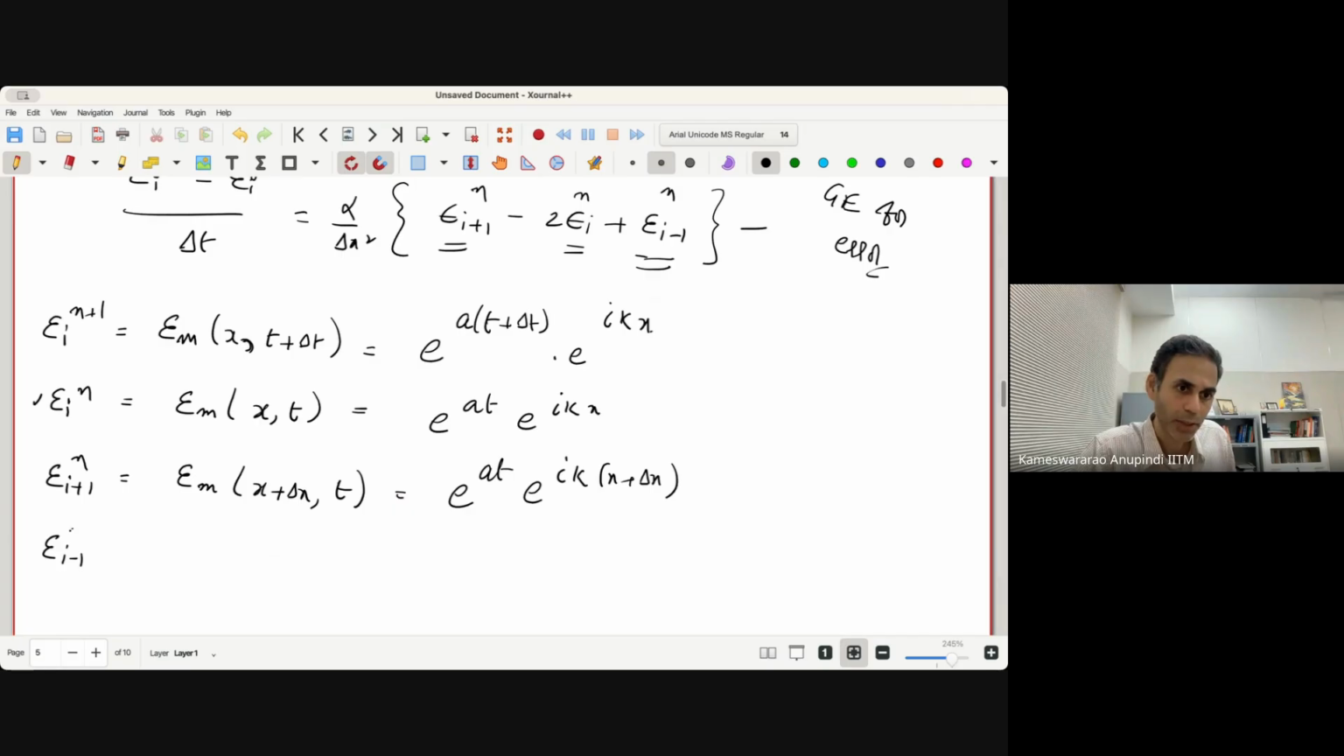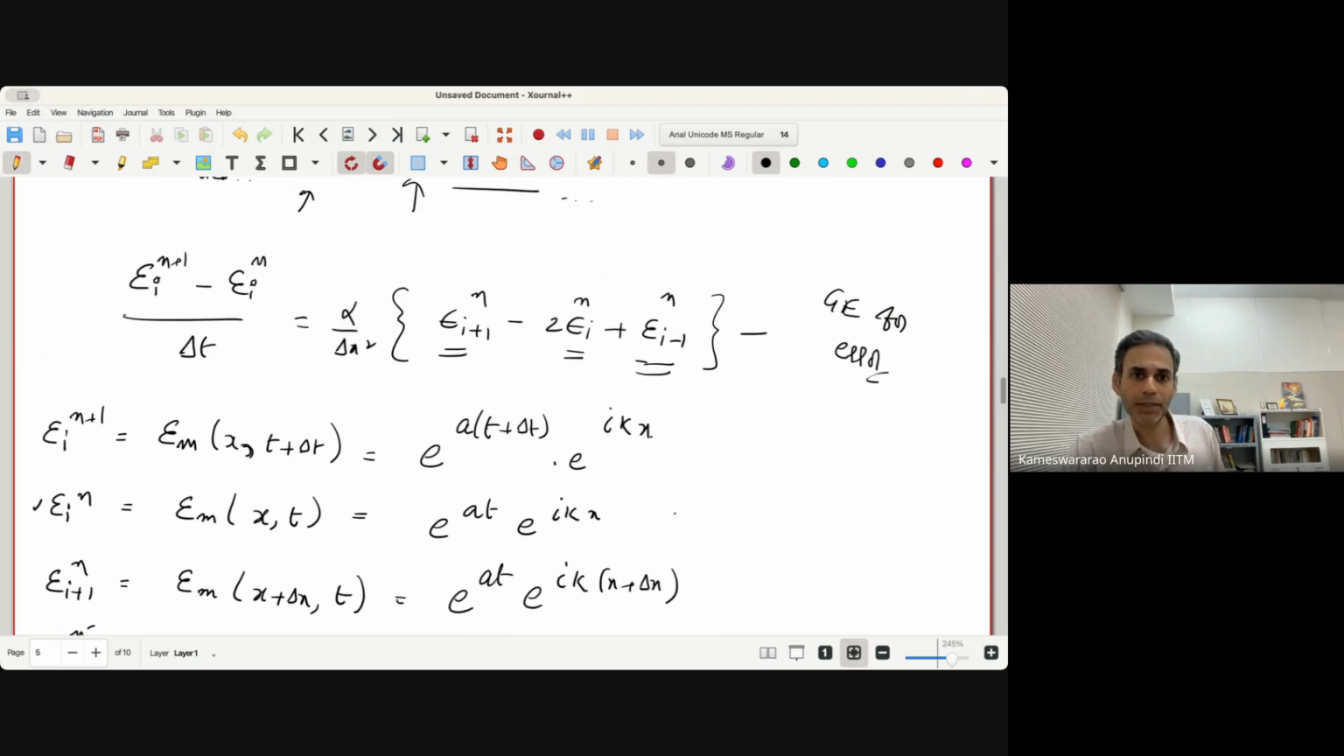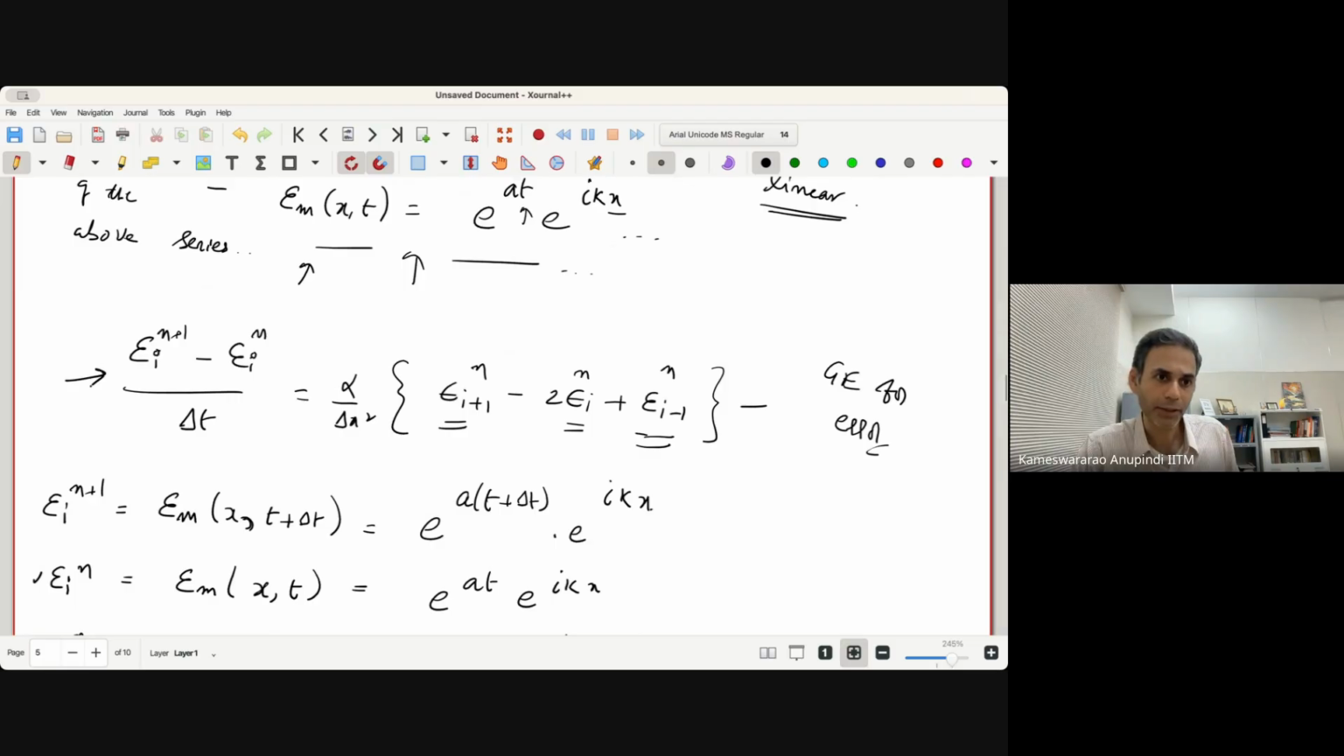That is going to be epsilon I minus 1, m is going to be epsilon m. Because it is I minus 1, we are going to x minus delta x, and it is n, so this is at time level t. So this is going to be e to the power at, e to the power ik. In place of x, I'm substituting for x minus delta x. Okay. So that means I'm able to identify each and every variable in this thing.